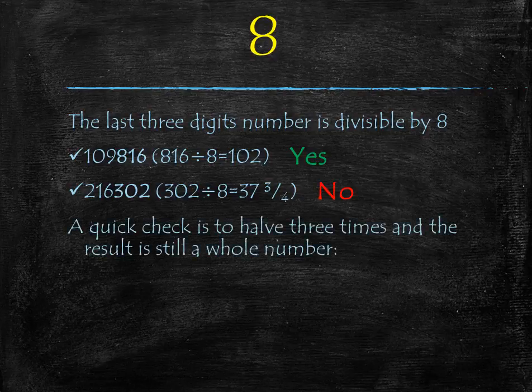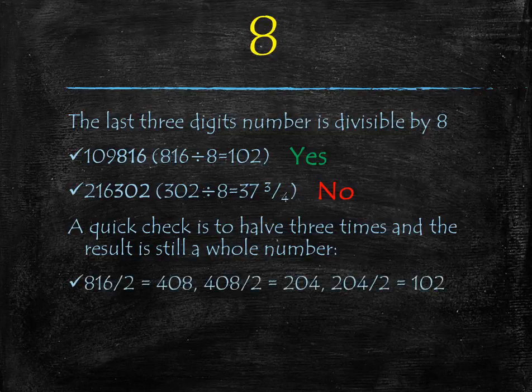There's another quick check method. If you can halve the given number 3 times and still get a whole number, then it's divisible by 8. For example, 816 divided by 2 equals 408. 408 divided by 2 equals 204. 204 divided by 2 equals 102. So yes, it is divisible by 8.